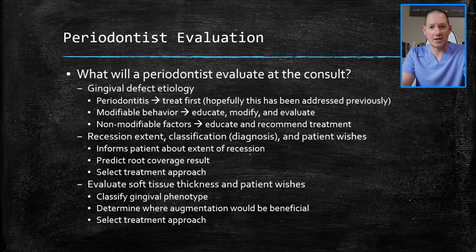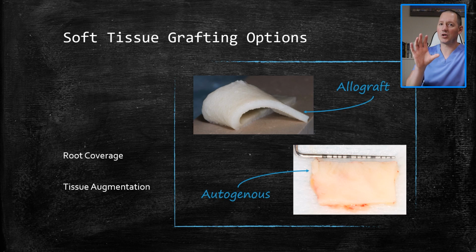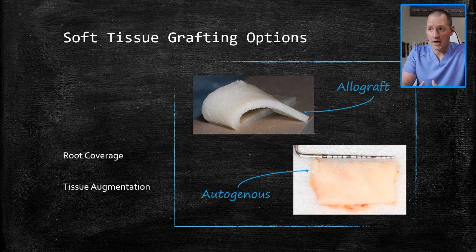And that's how we're going to proceed with moving forward with treatment for the patient. Now, when we talk about moving forward with treatment, I just want to go through a little bit in this presentation about soft tissue grafting options. And specifically, we're going to address recession and soft tissue defects with a lack of KT through root coverage procedures as well as tissue augmentation.